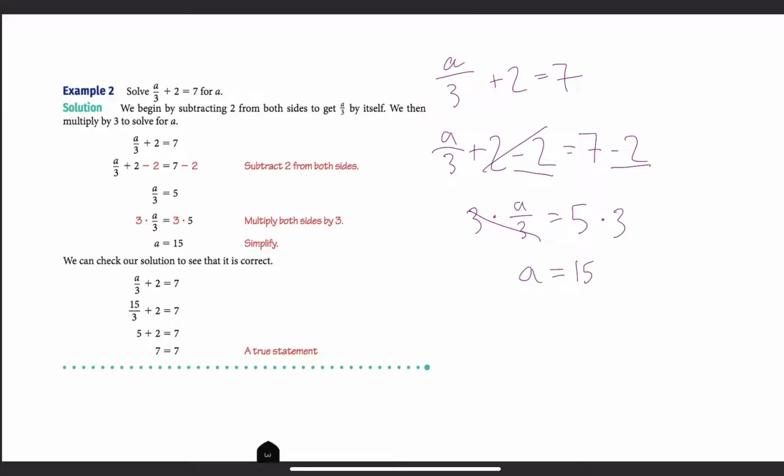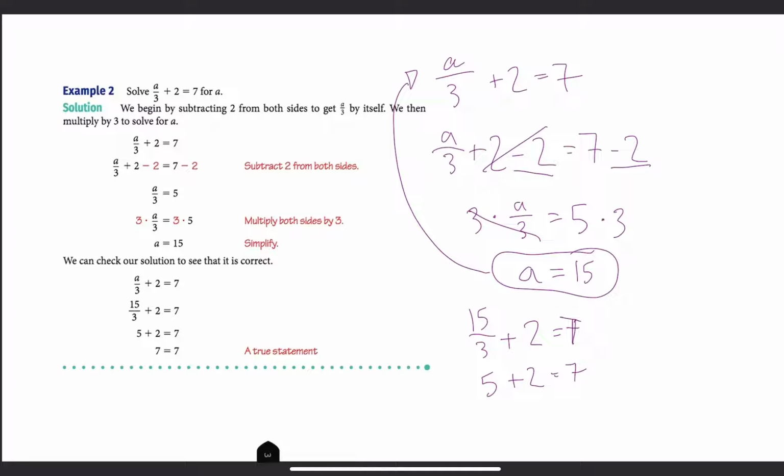Now what's great is I don't have to just do this work and then be blindly thinking that 15 is the solution. I can take it and plug it back into my original equation and see if it works. So instead of A, I'm going to write 15 over 3 plus 2 equals 7. Now let's see if it works out. 15 divided by 3 is 5, plus 2 equals 7. Now you might be tempted to say 5 plus 2 equals 7. That's true. But what I really want to do is go all the way simplifying each side as much as I can. So 5 plus 2 equals 7, and 7 equals 7. That's a true statement. That checks out, which means my solution is true.